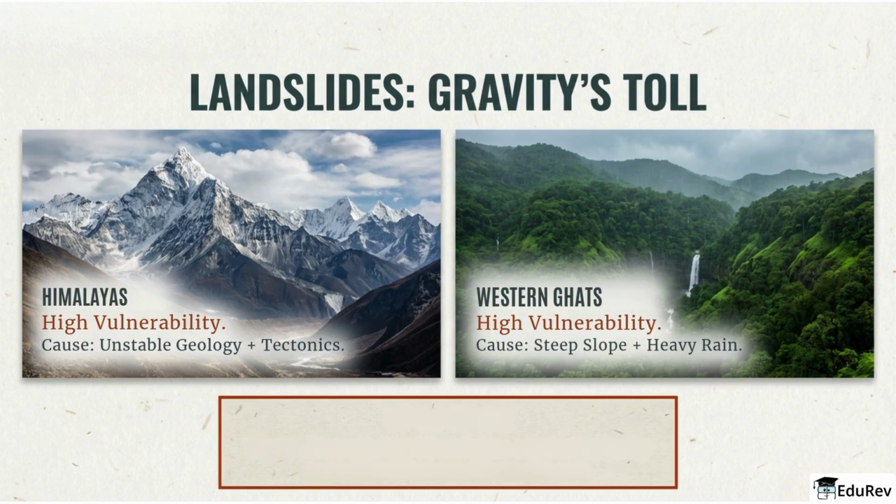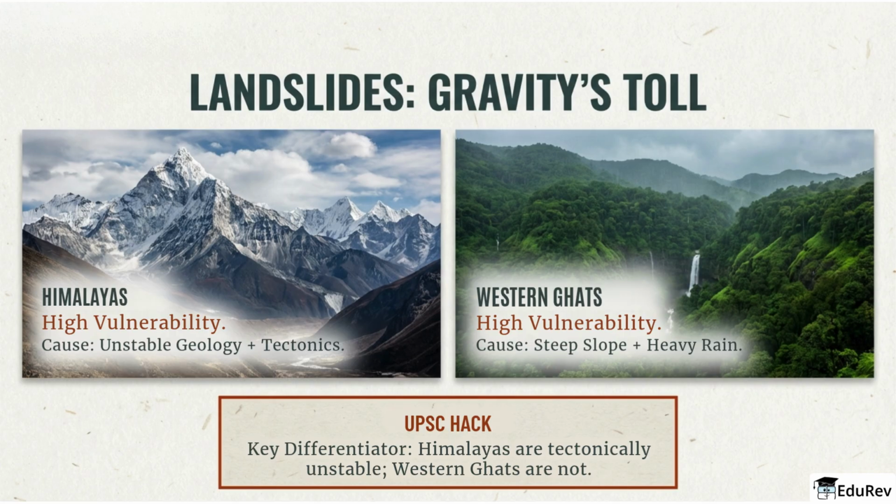Here's the differentiator you must retain. The Himalayas are tectonically unstable. The Western Ghats are not. That one line helps you explain why Himalayan landslides can be more frequent and complex.